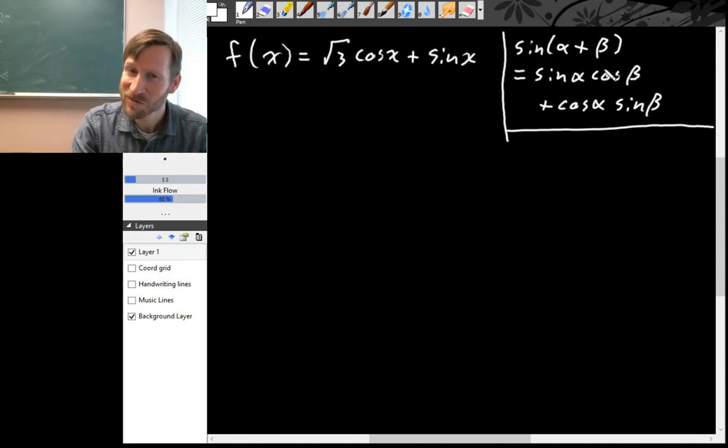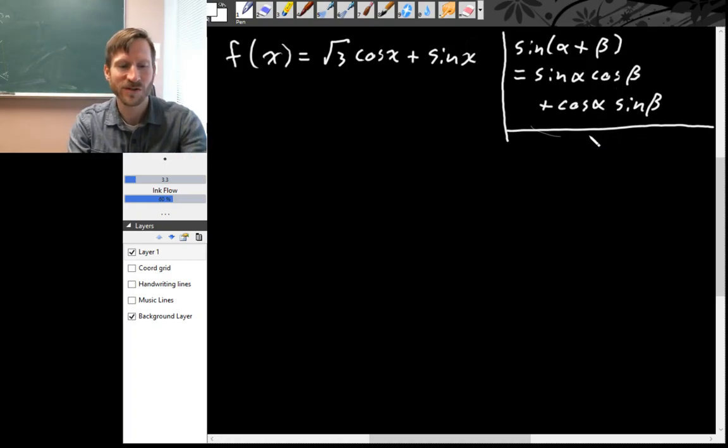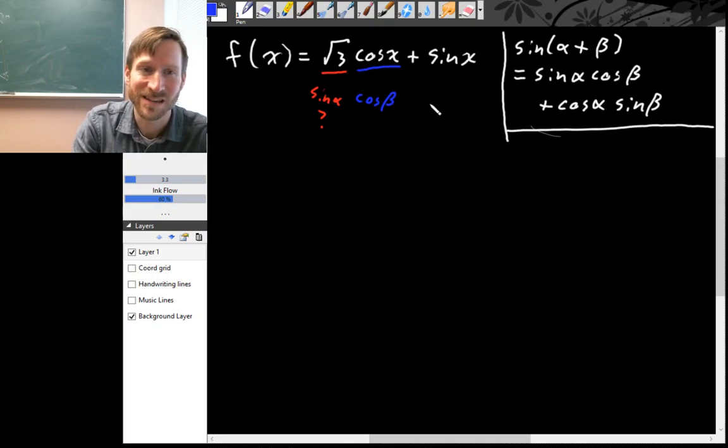So I've quite helpfully put the addition formula for sine here. And if you look at the addition formula for sine, it looks like there are some pieces of it showing up here. So right here, this square root of 3, it looks like that's playing the role of sine alpha, maybe? And then cosine of x, I guess that would be playing the role of cosine beta. It's just beta is equal to x, I guess.